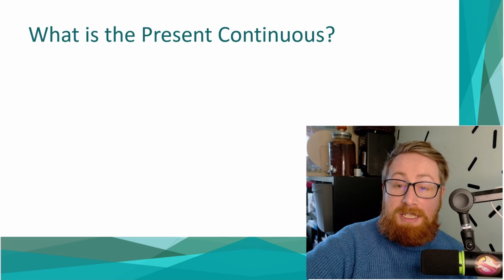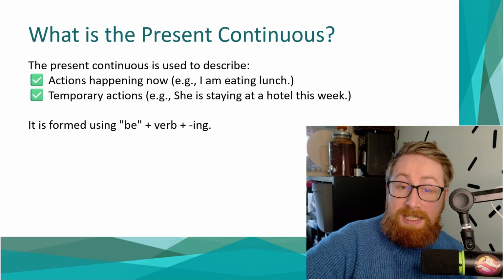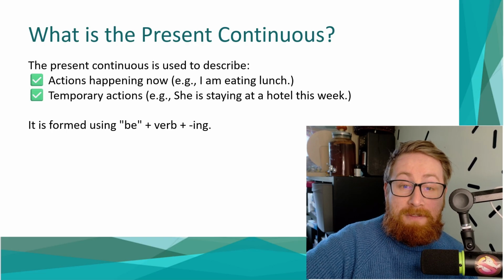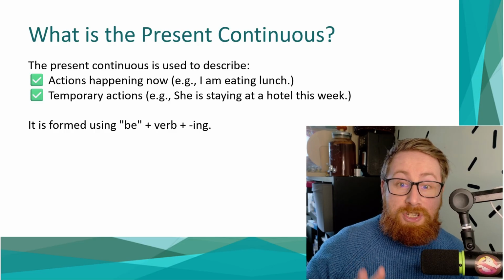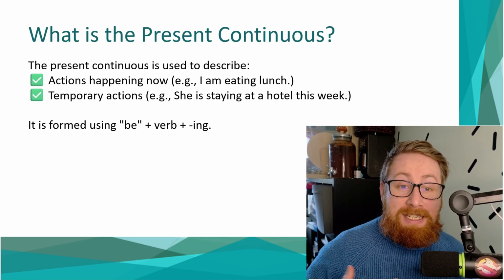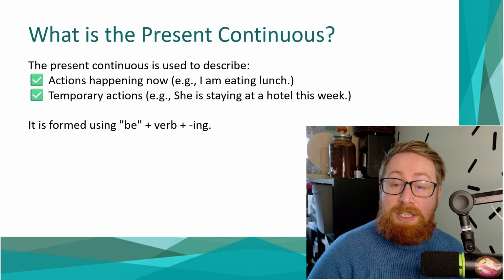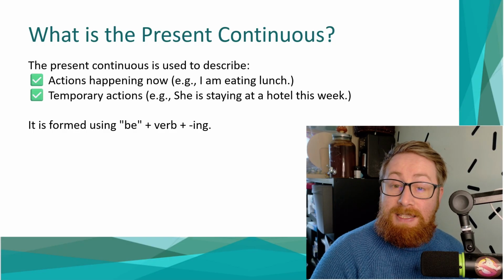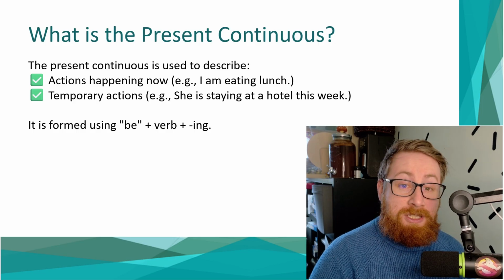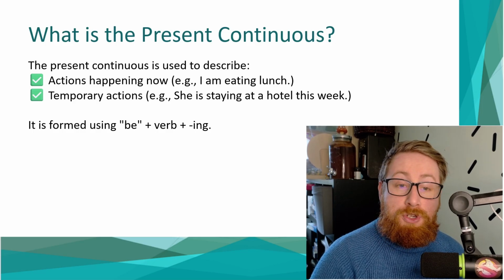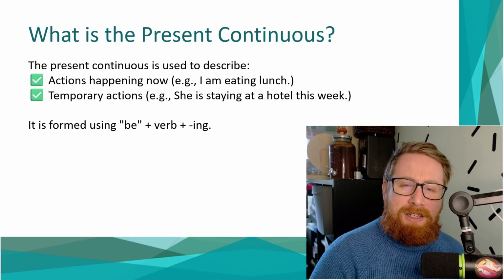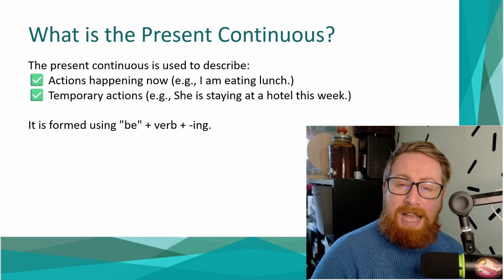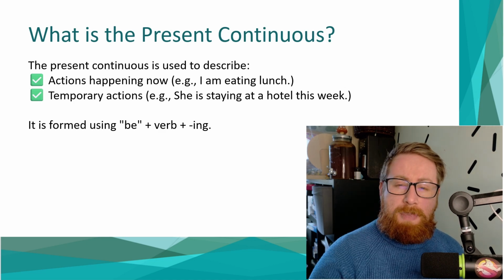So what is the present continuous? We use the present continuous to describe two main things. First, actions happening now, something that is in progress at the moment. So for example, I am eating lunch. Second, we use it for temporary actions, situations that are true for a short time, but not forever. So, for example, she is staying at a hotel this week. It's temporary, it's only for a short period.